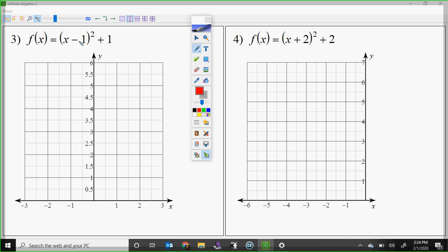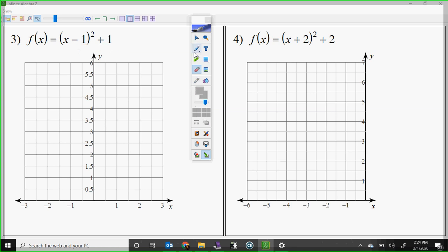Numbers inside, like that -1, mean a left or right. Numbers outside, like that +1, mean up or down. Remember that things that are inside are going to be backwards. So this -1 means I'm going right 1. This one on the outside, +1, means I'm going up 1. So inside is backwards. Normally we think negative would be left, but when I do x -1, that's going right. Outside's normal. If you see plus, it means up. If you see minus, it means down.